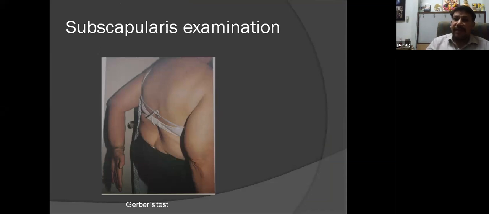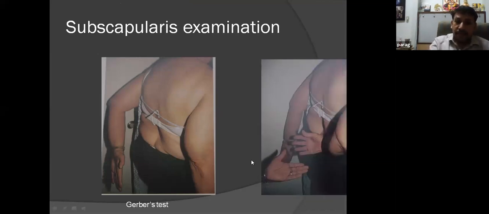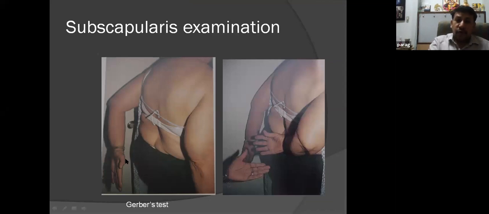One is to try to take the hand behind the back and ask the patient to lift the hand off the buttock. Now this is called the Gerber's test. It was described by a surgeon called Christian Gerber from Switzerland, and it's called the Gerber's lift-off test. If the patient is not able to lift the hand off the buttock, then this would indicate that there is a subscapularis tear, along with other tears or in isolation.